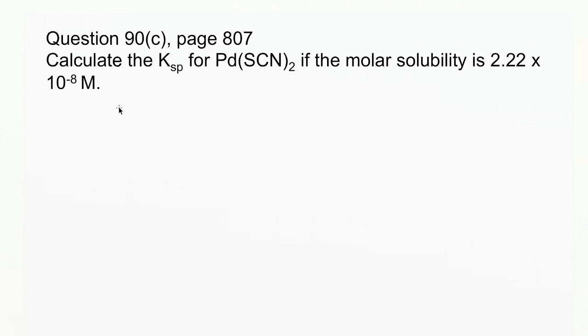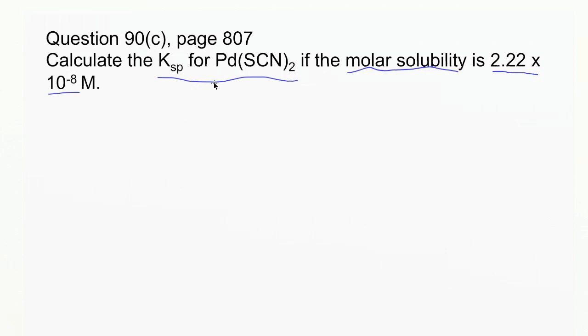Alright guys, in this video I'm gonna show you how we calculate the KSP of a salt based on the molar solubility. Okay, and here is a question from your textbook. Calculate the KSP for this lead thiocyanate if the molar solubility of this salt is 2.22 times 10 to the negative 8 mole per liter.